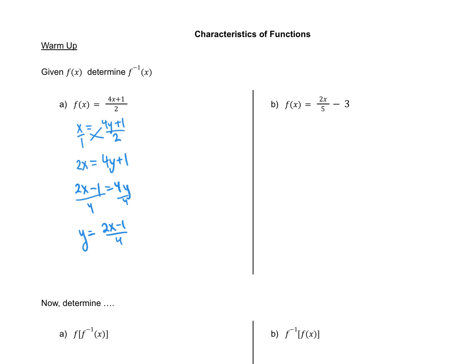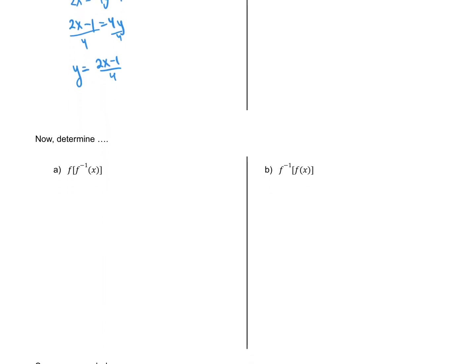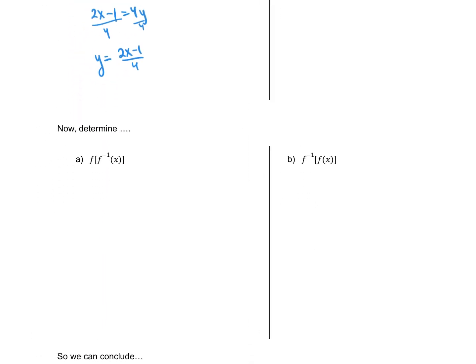Now with this inverse, let's see what we need to find next. We need to find f of the inverse. So we're doing a composite function. Inside function f, we're going to put the inverse. And the inverse was (2x minus 1) over 4. Okay, so I need to put this in for x for the original function. As a reminder, the original function is (4x plus 1) all over 2.